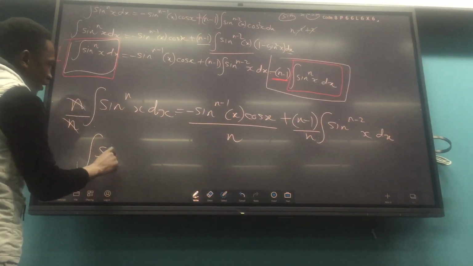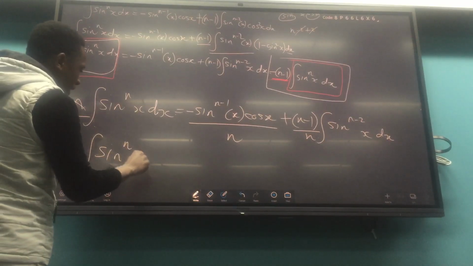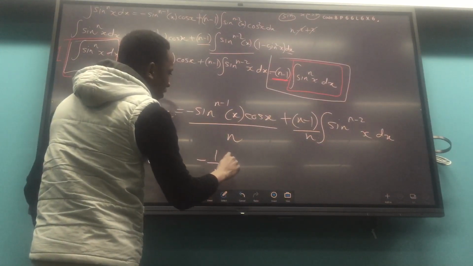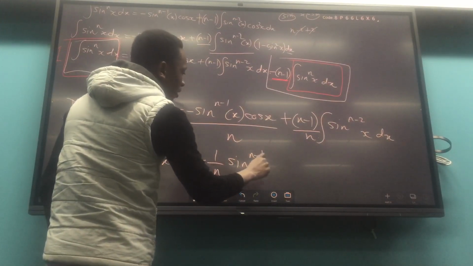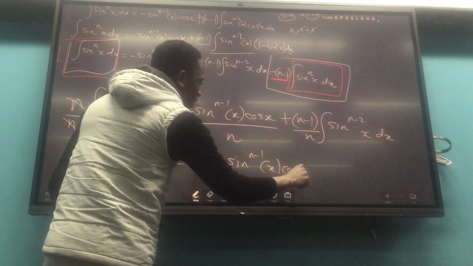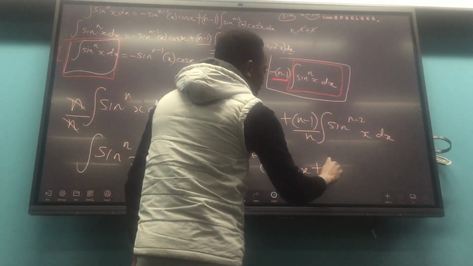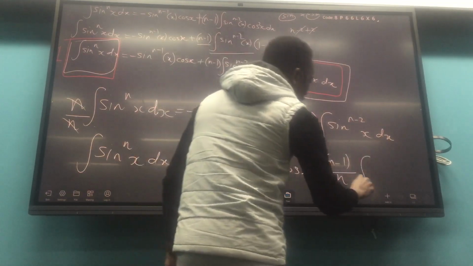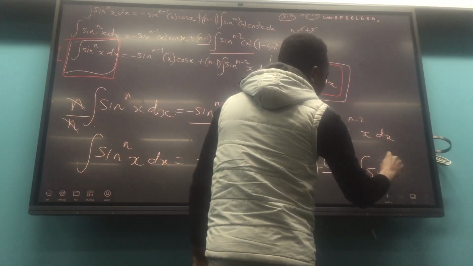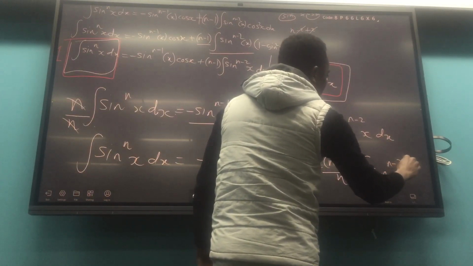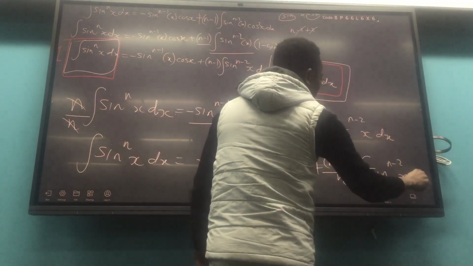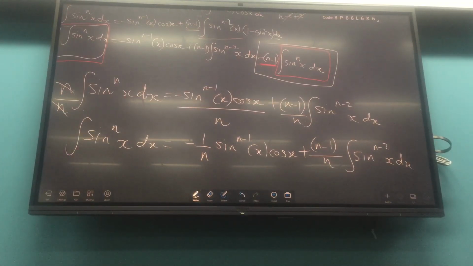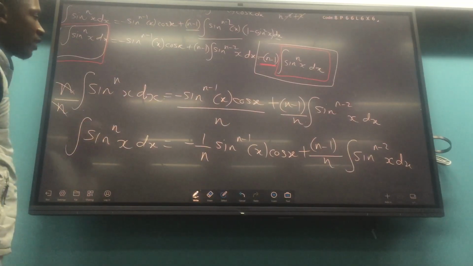The integral of sine to the n of x dx is equal to minus 1 over n sine to the n minus 1 of x cos x plus n minus 1 over n integral of sine to the n minus 2 of x dx. So basically that's the reduction formula for sine to the power n of x dx.